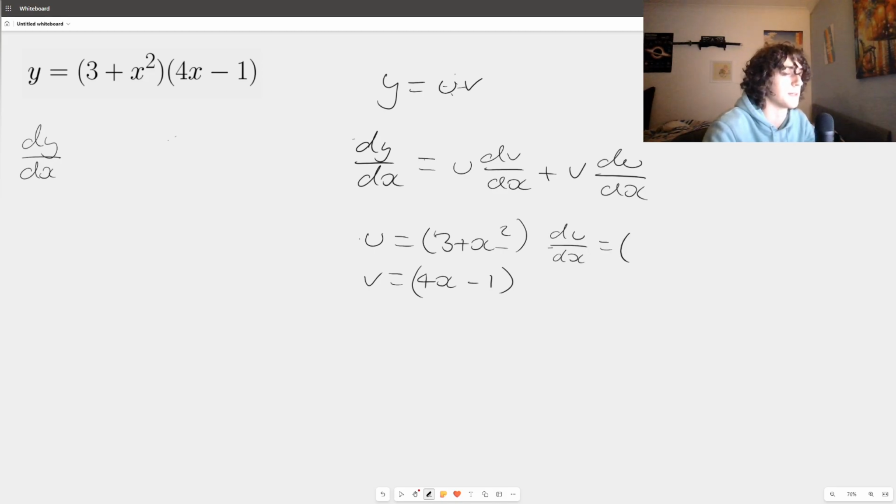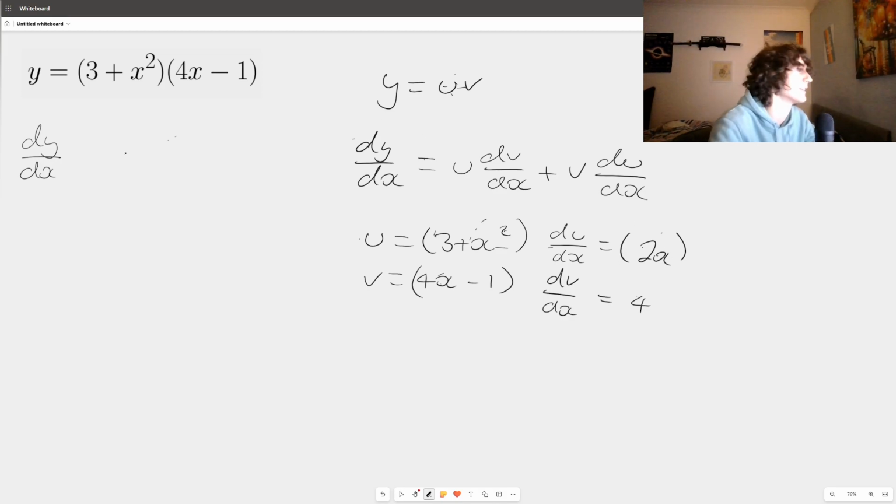3 plus x squared differentiated is going to be 2x. The constant term disappears, and then we bring the power down and drop it by 1 to just get 2x. And the differential of our v term, dv dx, is going to be, well, this x is going to disappear, and our constant term is going to disappear, so this is just going to be 4. If you're confused about where I got those numbers from, please do check my previous video.